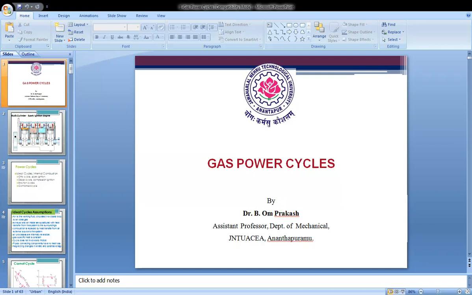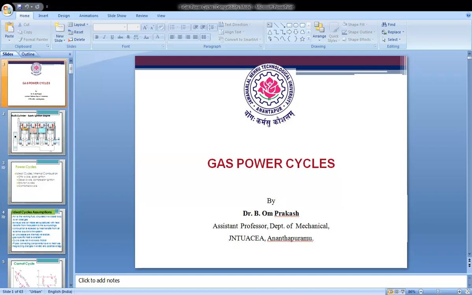How the heat energy is developed and how it is utilized in all these operations, we will discuss with the help of PV diagrams and TS diagrams, and how much power is developed, and what the important factors are in the development of power for internal combustion engines. So, what are the important gas power cycles?